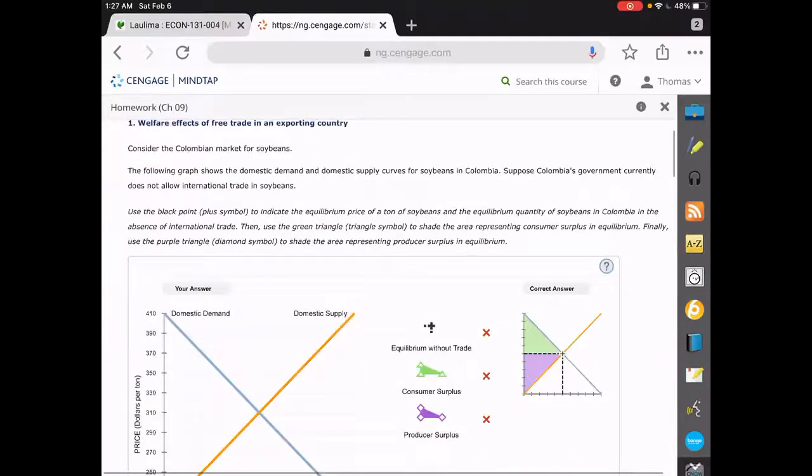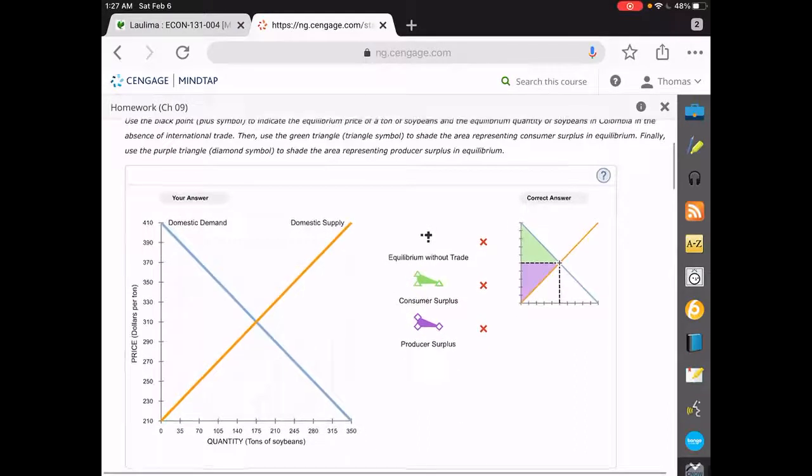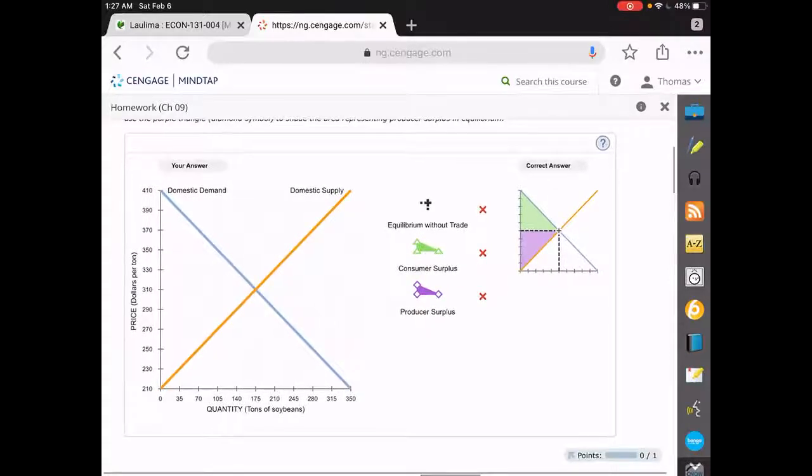So here, in this first part, we're asked about consumer surplus and producer surplus. As you can see here, it's placing the consumer surplus. It's marking everything wrong because the due time is now passed, so it thinks I got everything wrong.